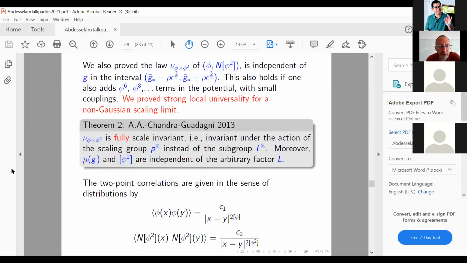All right, we in fact showed a bit more than this. So the previous theorem was about scale invariance with rescaling by L, which is a power of P. So it's a subgroup of the full available group of scale transformations. In fact, we upgraded this to full scale invariance. You can find it in the thesis by A.J. Chandra from 2014. So when you look at the correlations of the fields without cutoff, the 2-point function of phi looks like this. The 2-point function of the square field is similar, but with a different scaling dimension.